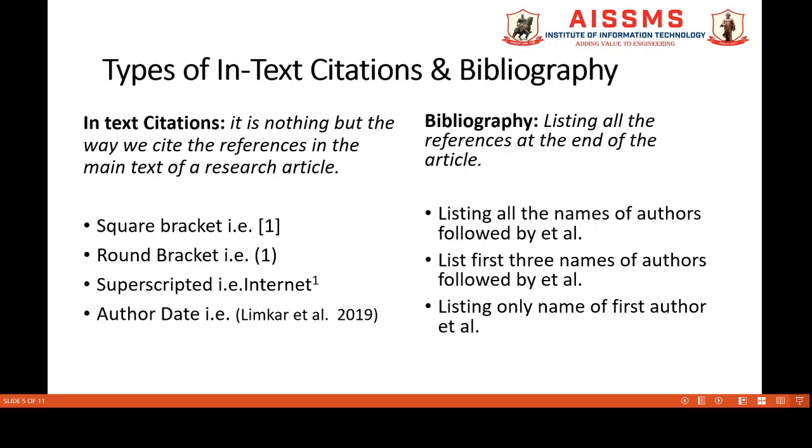There are various ways through which we can list out the bibliography. First one, listing all the names of authors followed by et al. Et al. is a Latin phrase which means "and others". Second method is listing the first three names of authors followed by et al. Last but not least, listing only the name of the first author, et al.